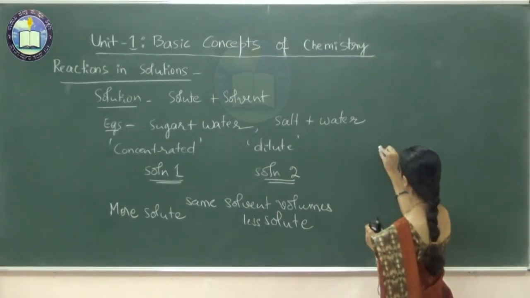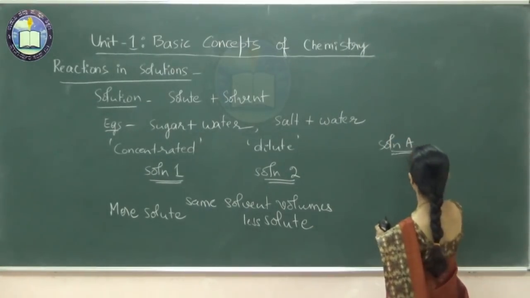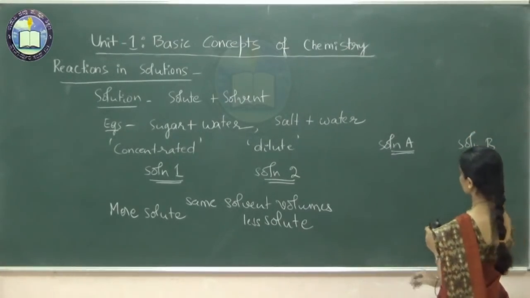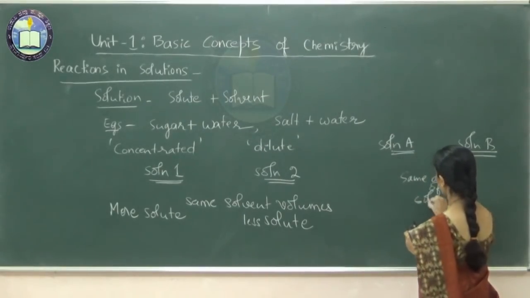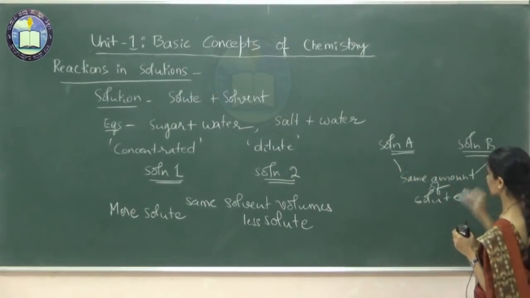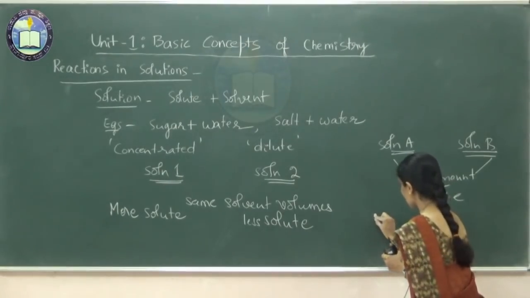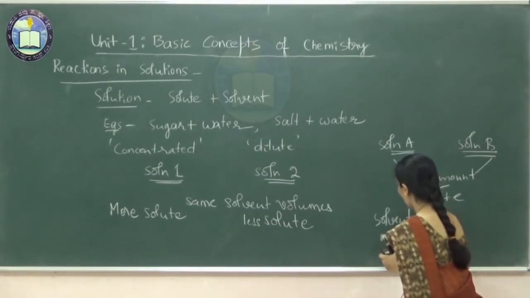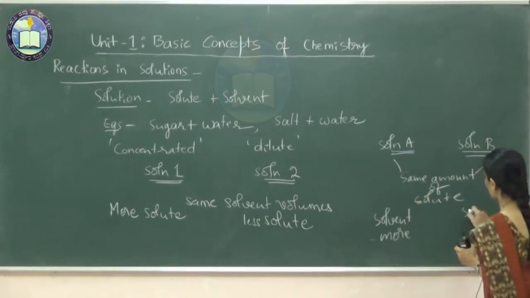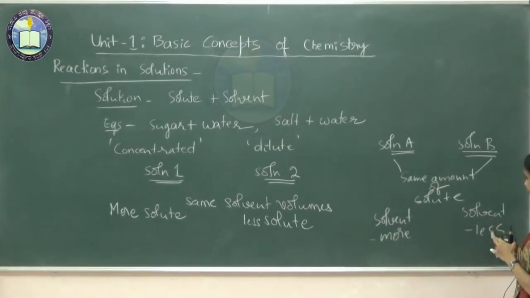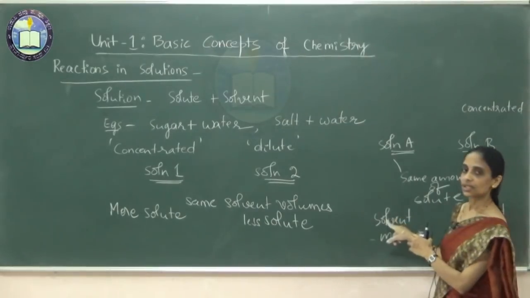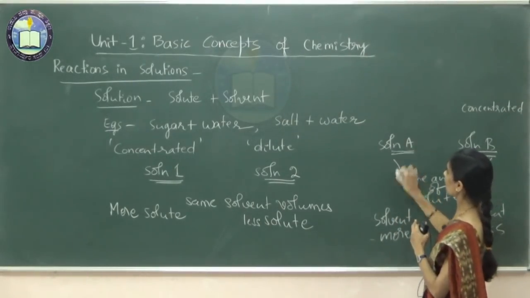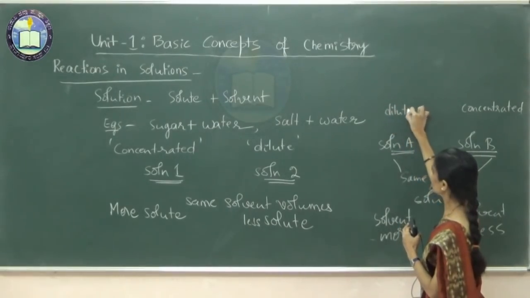If both the solutions, say solution A and solution B, contain the same amount of solute, but the solvent taken is less here, then this particular solution becomes concentrated. Where the solvent is more, that solution becomes dilute.